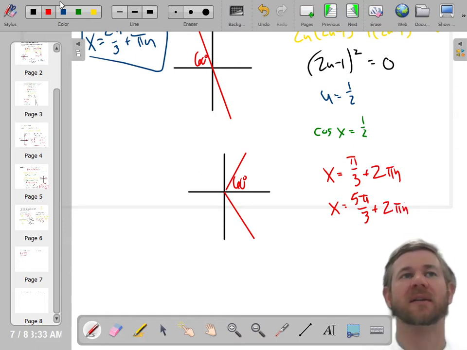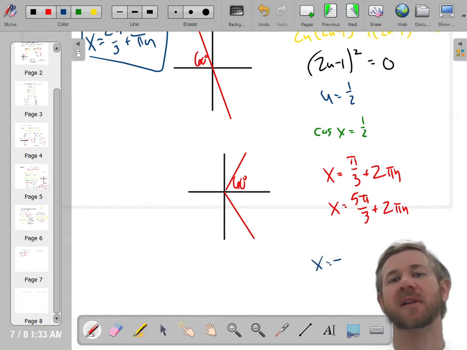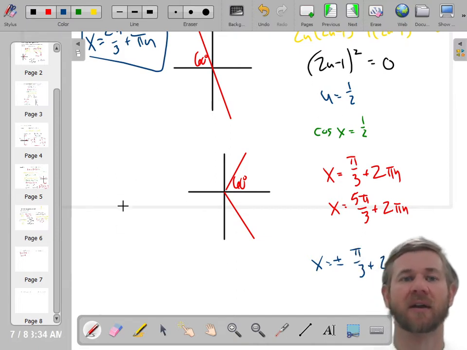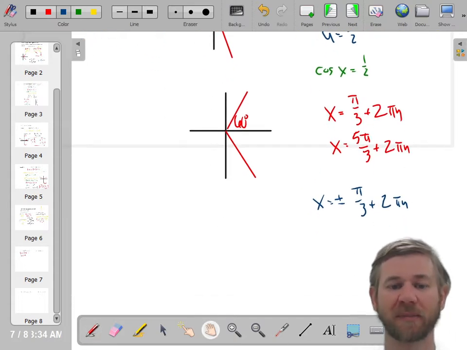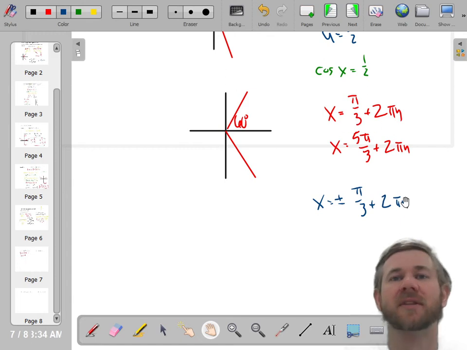If you wanted to put a fancier version, you could say plus or minus pi over 3 plus 2 pi n. That also works. As long as you are careful, you can sometimes condense these. But make sure if you're going to condense them, you do it right. Okay, if I can look at it and those aren't right, then you're not paying attention. So this is good. This is a little bit better.